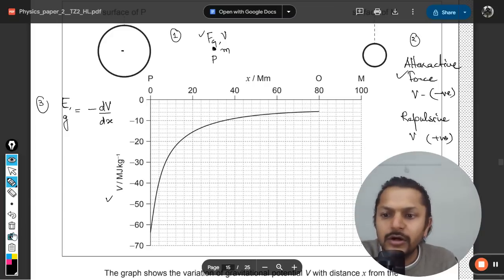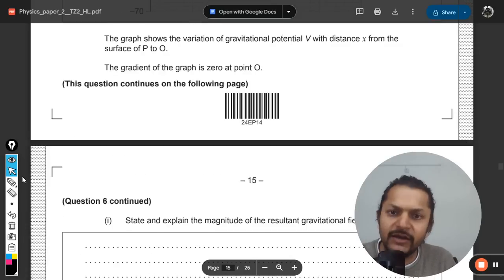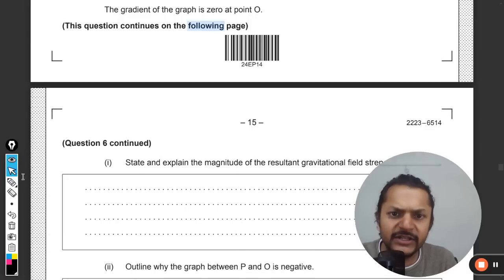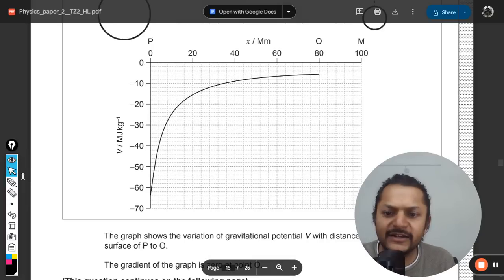Now, what were they saying now? What is the question? The gradient is zero. I would be coming to that point also. State and explain the magnitude of resultant gravitational field strength. Yes. Now let me explain that to you.